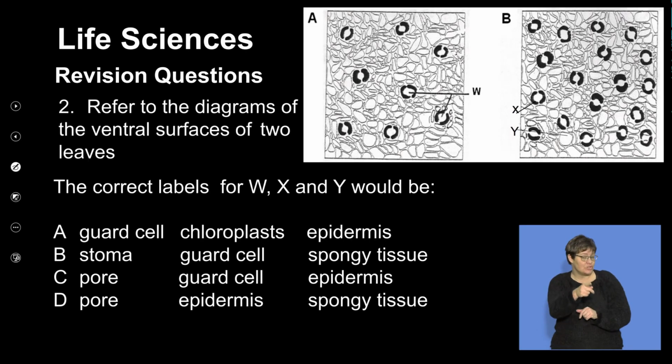So, if we have a look, it starts off with easiest questions. Okay, what is W? W is a pore, so it could be either C or D, and it's clearly the pore because it's pointing to the hole. So the next one we need to look at, okay, what is X? X is a guard cell, so that is correct. So your correct answer there is C.